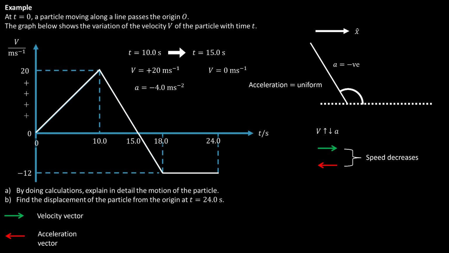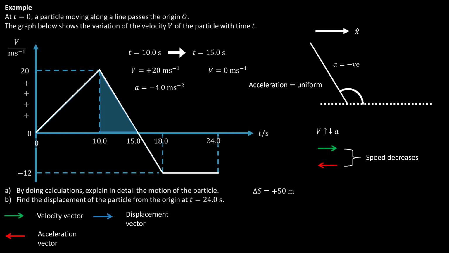The displacement covered in this time interval is found by calculating the area of the triangle with length 5.0 second and height 20 meter per second. And if we do this, we should obtain delta S equals to plus 50 meter, where the delta S is simply our displacement covered.